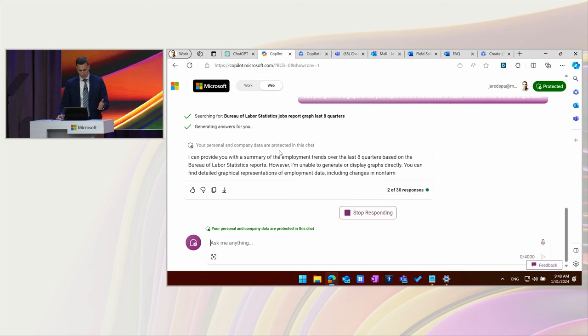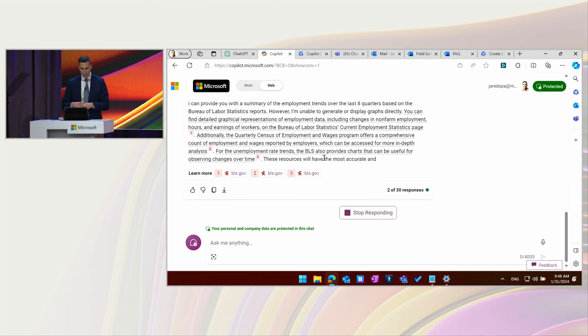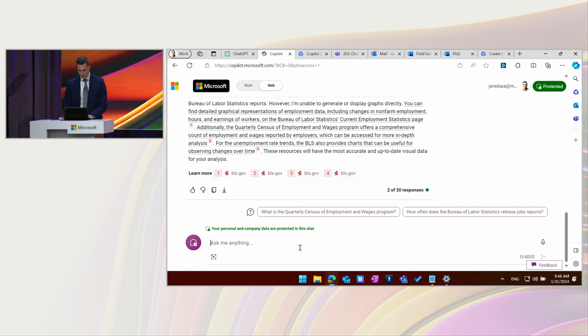I can provide you with a summary, however, I'm unable to generate or display graphs directly. You can find detailed graphical representations of employment data. It gives me a reference there. But you can push it. And I'm just going to push it. Wait a second. I thought you could code. Can't you generate the Python code that would take that data?